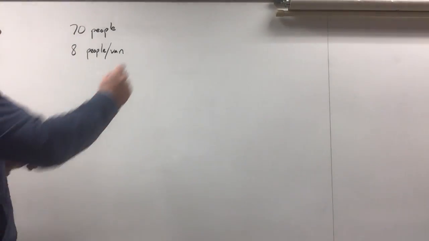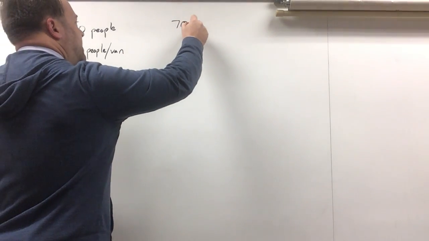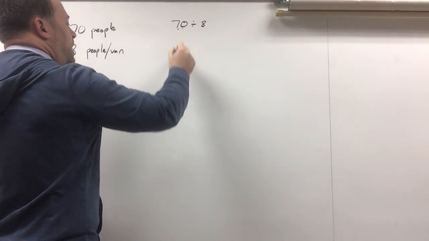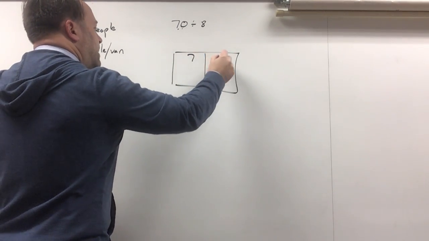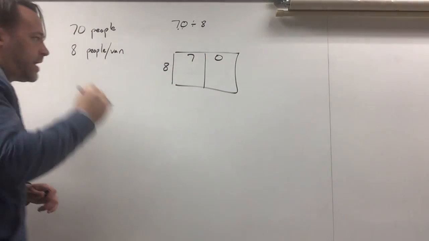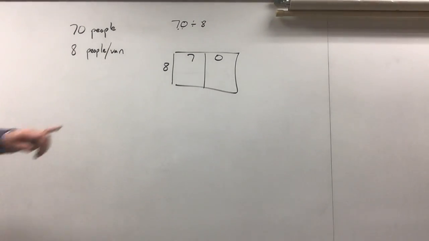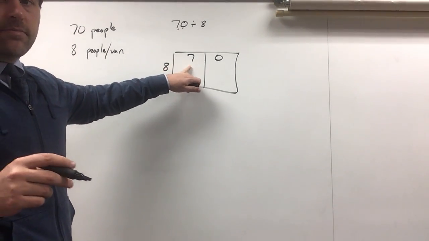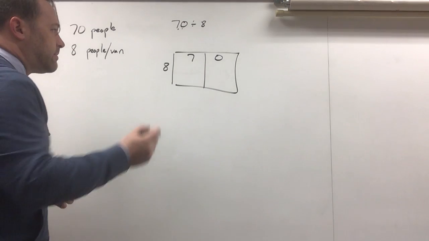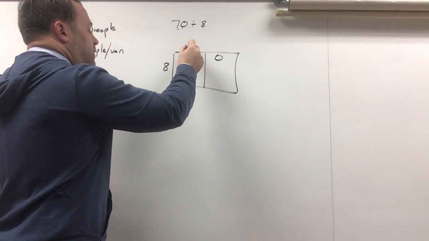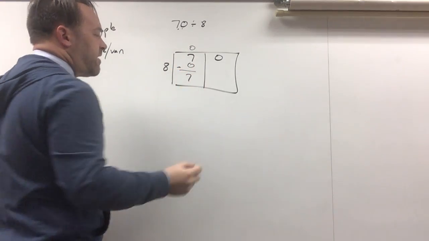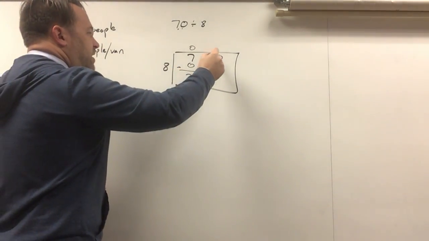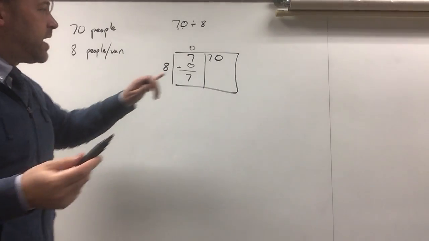So I have 2 boxes. If I'm going to do 70 divided by 8, 2 boxes, so I need 2 across, 7 and 0, and 8 on the outside, okay? Now I can count by 8s up to 7. That's pretty quick, isn't it? It's a 0. 0 above, 0 below, 7 minus 0 is still 7, right? Bring up my 7. Starting over again, right?